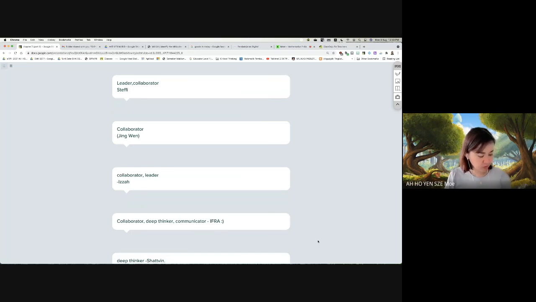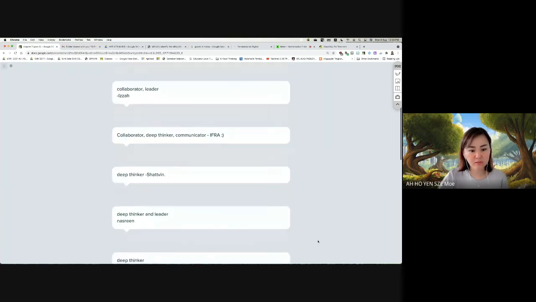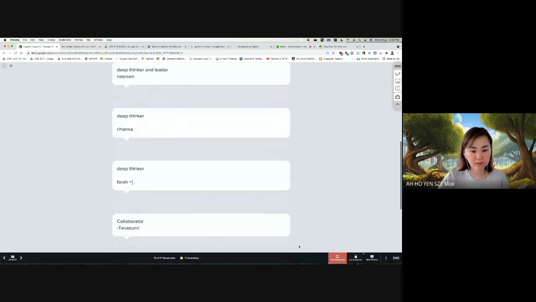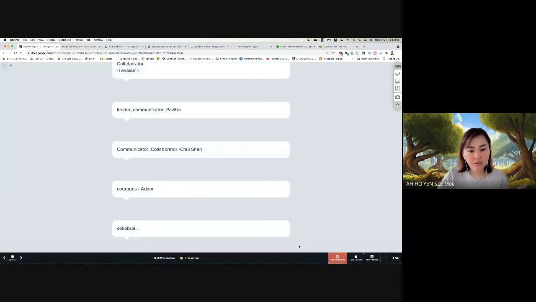Make sure you know how to use the formula to determine the midpoint. Senang saja, X1 tambah X2 bagi 2. Y1 tambah Y2 bahagi 2. Okay? Mudah saja. Collaborator. Leader. Deep thinker. Good. Deep thinker, you have to think. Courageous. Collaborator. So, thank you for all the responses.